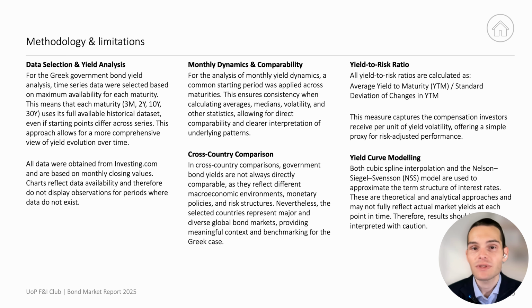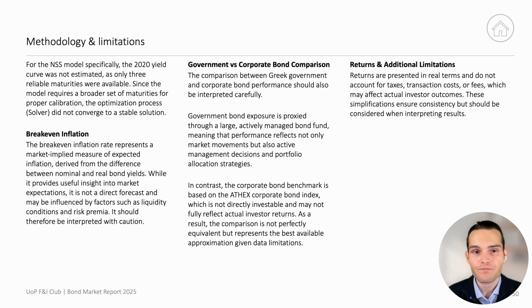This section outlines the main methodology and limitations of the analysis. The report uses government bond yield data across multiple maturities, primarily based on monthly observations from publicly available market sources. To improve consistency and comparability, common time periods and standardized calculations were used throughout the analysis. The study also applies yield curve estimation techniques such as cubic spline interpolation and the Nelson-Siegel-Svensson model, although these remain theoretical approximations of market conditions.